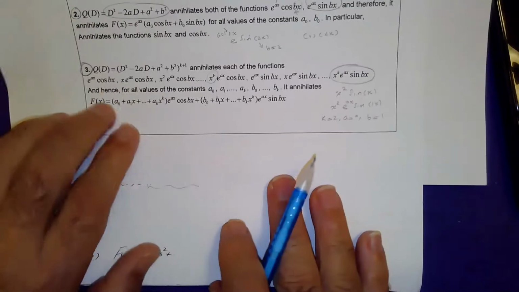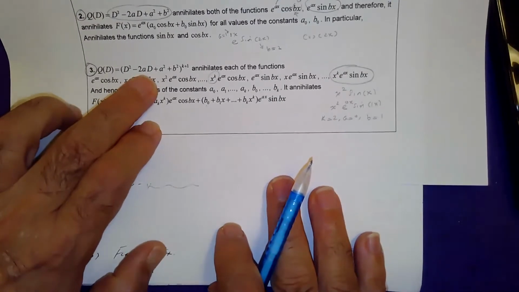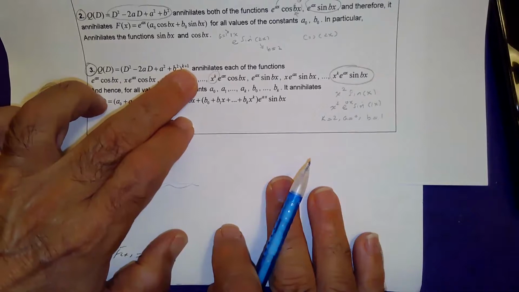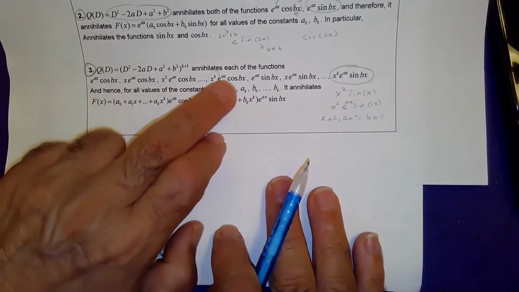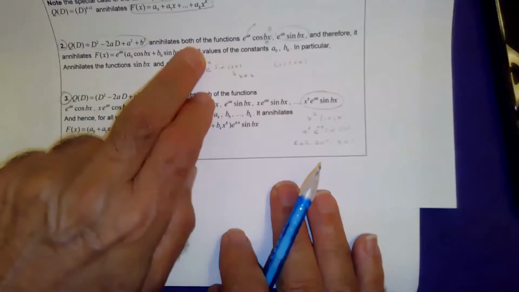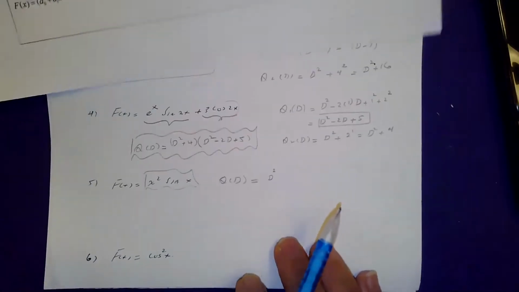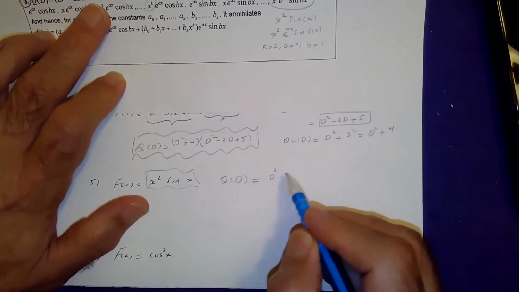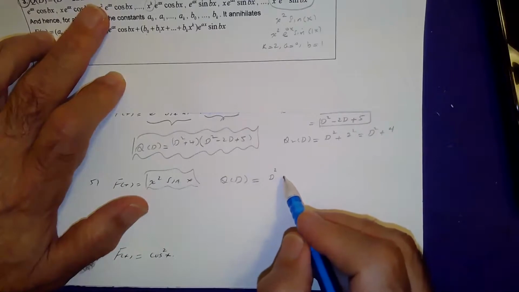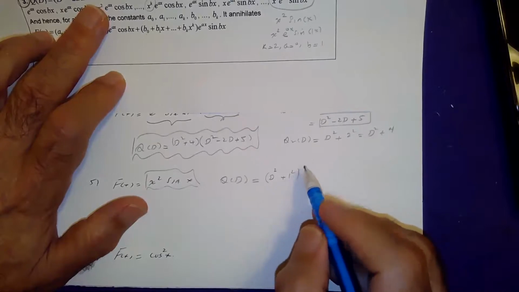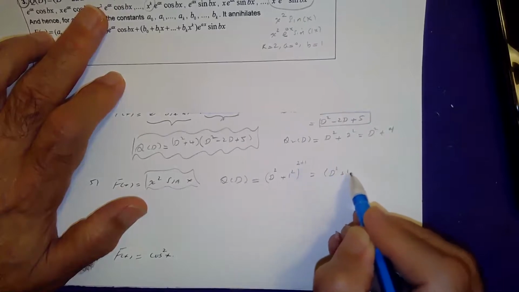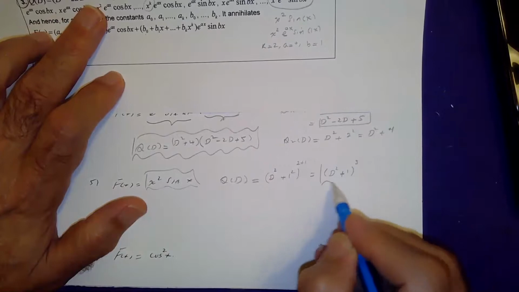Right? So now follow this annihilator: D squared minus 2aD plus a squared plus b squared, except now you have to raise it to the power of k plus 1. Remember, these have factors of x, these don't. So what would it be? It would be D squared, and these terms go away because a is 0, is that right? Plus 1 squared, to the power of what? What was my k? k was 2, 2 plus 1, so that's D squared plus 1 to the power of 3. That's my final answer.